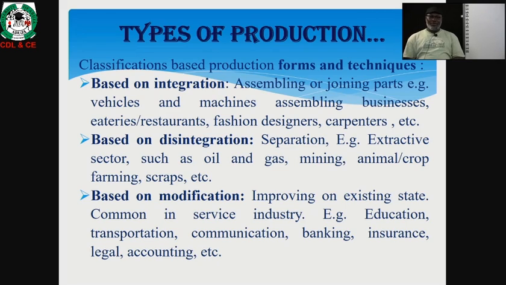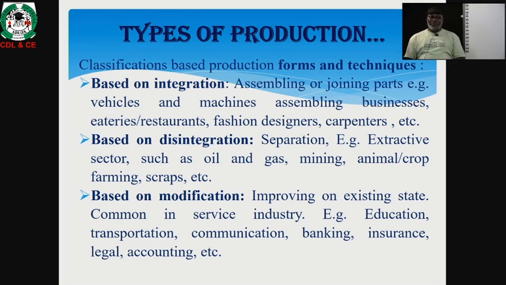The other side, or the opposite of it, is production based on disintegration. What this simply means is separating parts of a whole to form a product to create satisfaction. This is common in the extractive industry as well as in agriculture. And so you find such things in oil and gas, mining, animal and crop farming.